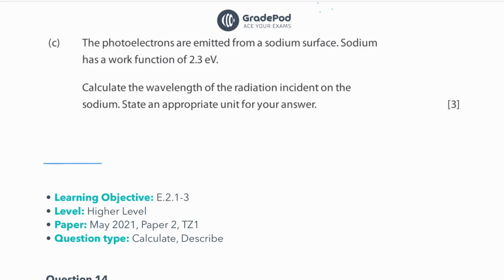C. The photoelectrons are emitted from a sodium surface. Sodium has a work function of 2.3 electron volts. Calculate the wavelength of radiation incident on the sodium. State an appropriate unit for your answer. We know that the kinetic energy of the electron was 1.4 electron volts. So the energy of the incoming photon has to be 2.3 electron volts plus 1.4 electron volts, which gives us 3.7 electron volts.